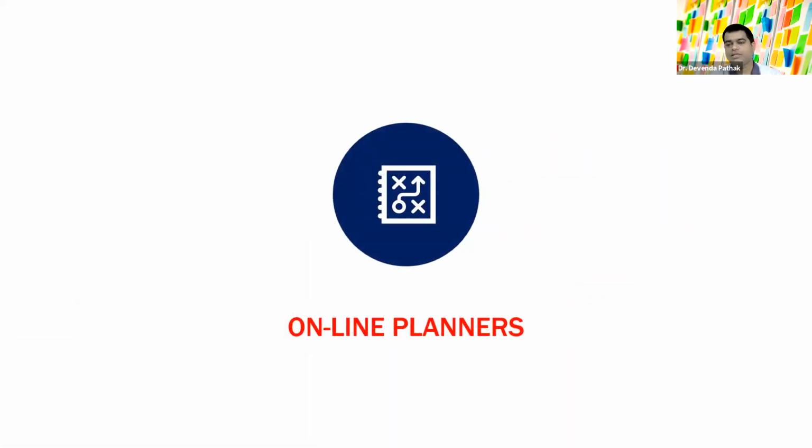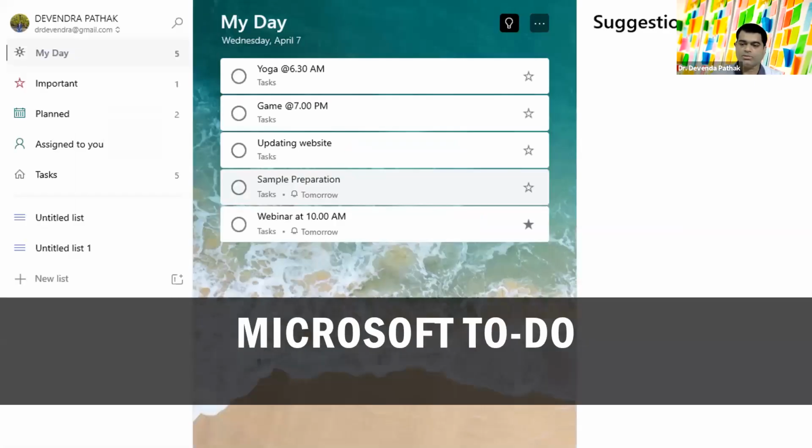For online planners, if you are good with Microsoft, you have the Microsoft To Do app, which you can download on the mobile, desktop or laptop, wherever you are comfortable, and you can have reminders. Like yesterday I put in that tomorrow I have a webinar at 10 a.m. I got a reminder. Sample preparation is lying with me, I'm going to do it after that. Then I have to update some website. I have to play games at 7 o'clock, yoga at 6:30. Accordingly, you should have some planning, whether online or offline.